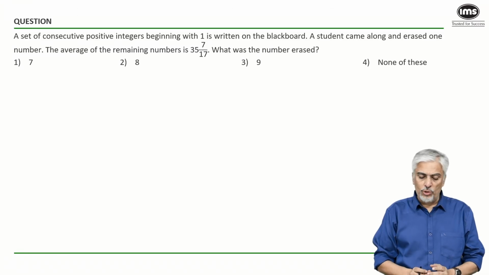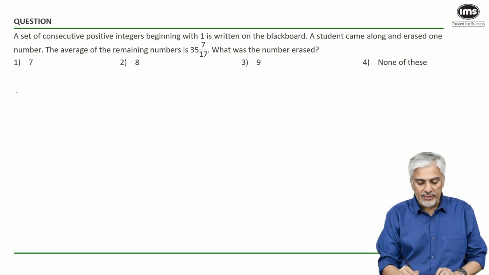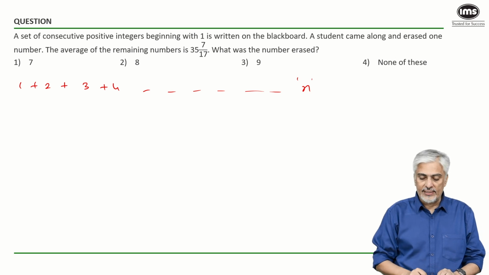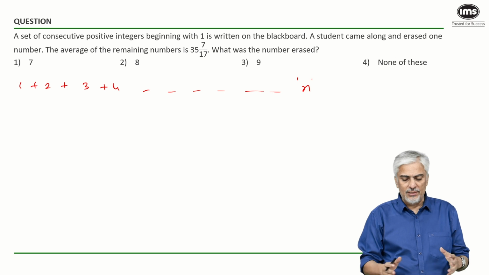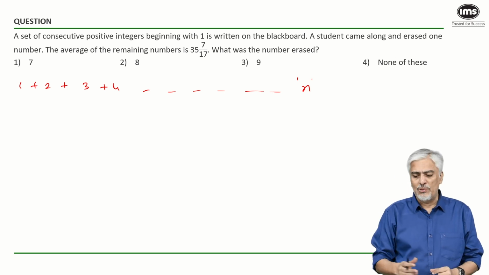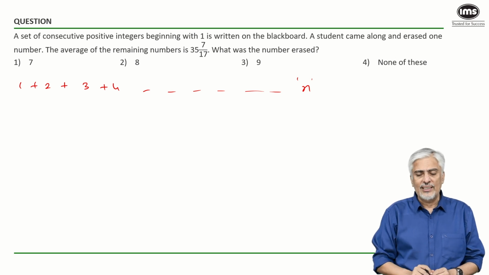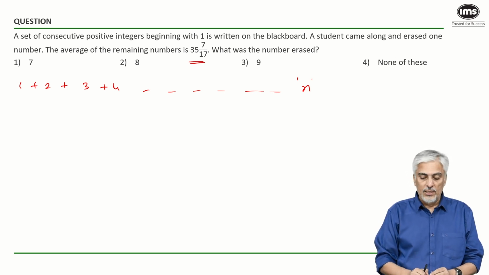Looking at the next question, they've told us a set of consecutive positive integers beginning with 1 is written on the blackboard, which means on the blackboard we've written numbers 1, 2, 3, 4 and so on up till some number n. We don't know what n is. A student came along and erased one random number. There are options given, but since none of these is the erased number, I'm not trying with the options. The average of the remaining numbers became 35 7/17. What is the number erased?